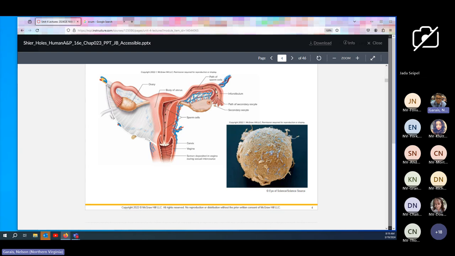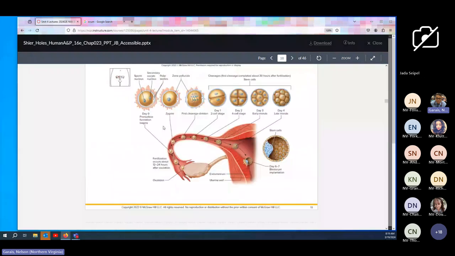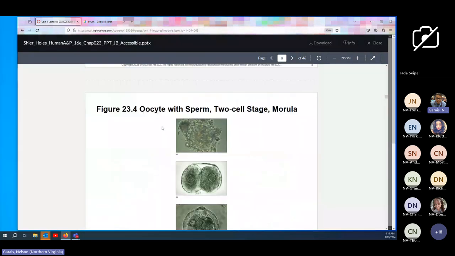So cleavage starts at two, then two turn into four, four turn into eight, eight turn into 16. Once it hits the morula 16-cell stage, then it's heavy enough to start floating down and end up in the endometrium right here. Okay, so remember that morula: pre-embryonic, 16 cells.